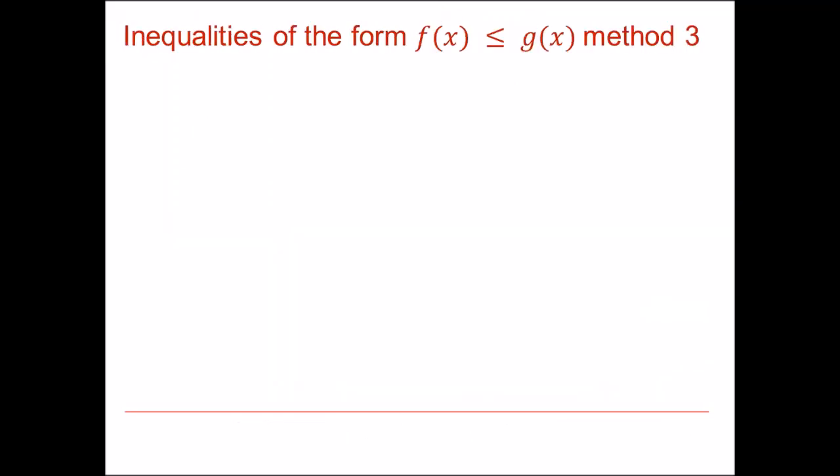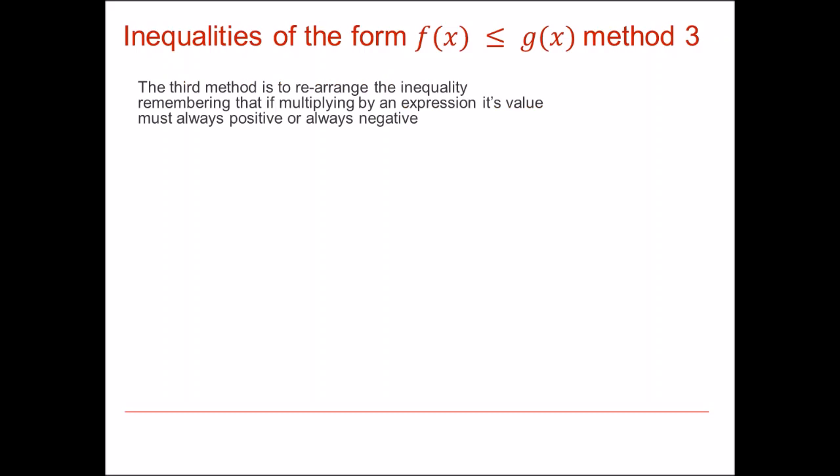Well, the third method I'm going to look at is an algebraic method where we're rearranging the inequality, but remembering that when we multiply or divide by some expression, we've got to make sure that it is a positive value. So for example, we can't just multiply by x, because that would be positive sometimes and negative others, but we could multiply by x squared because we know that that is always going to be positive.